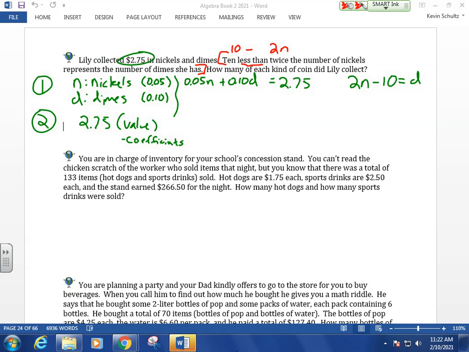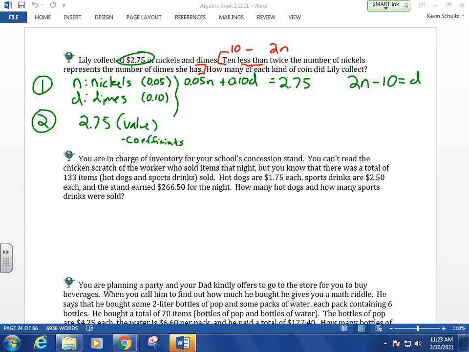My goodness, we have 28 minutes left. We're already ready to assign homework here. Wow. Okay, so your homework for tomorrow is to finish this question here. We've got the equations written, so you just need to solve it. How many nickels, how many dimes?